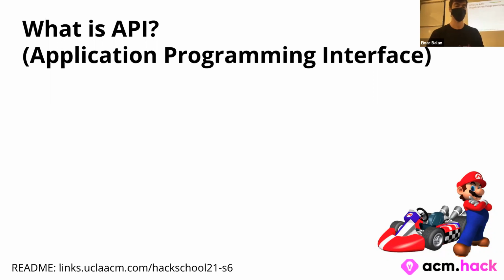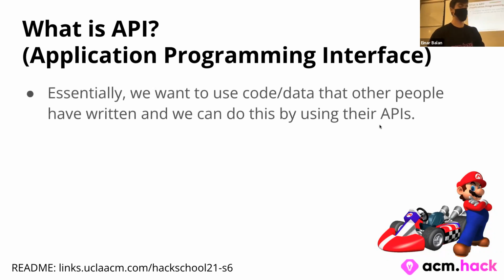Basically, an API is just a predefined way for developers to interact with code that someone else wrote. And they're very useful because they allow us to use code without having to understand how it works or the details of the implementation. So we can use code or data that other people have written and interface with it through these APIs.